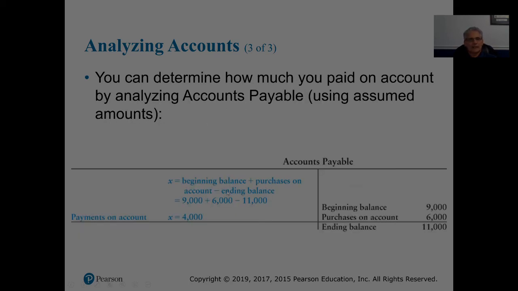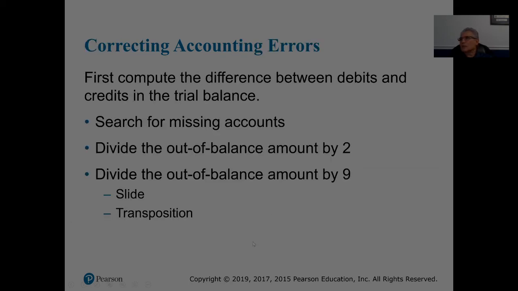Same with accounts payable. Beginning balance was 9. Purchases on account were $6,000. So you would expect this balance, if nothing else ever happened, to be 15, except it only ended up being 11. So what did that mean? 4,000 had to have been paid. Use this formula to solve if you are unclear as to what is occurring.